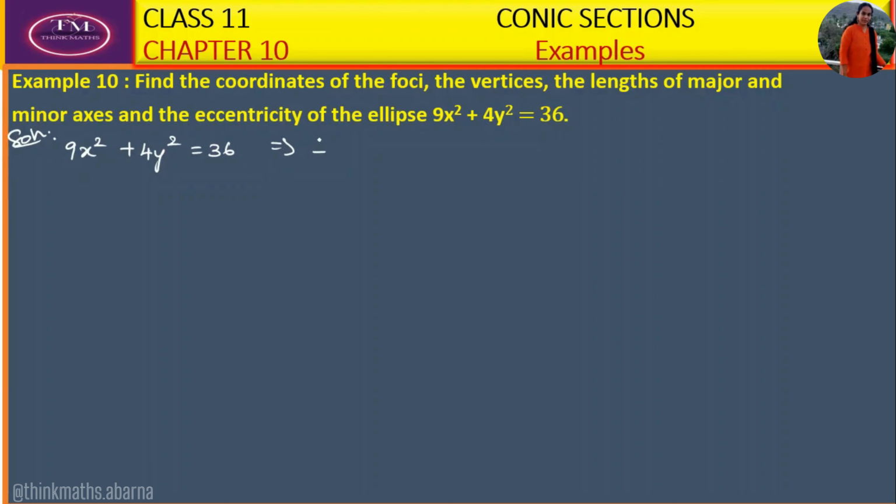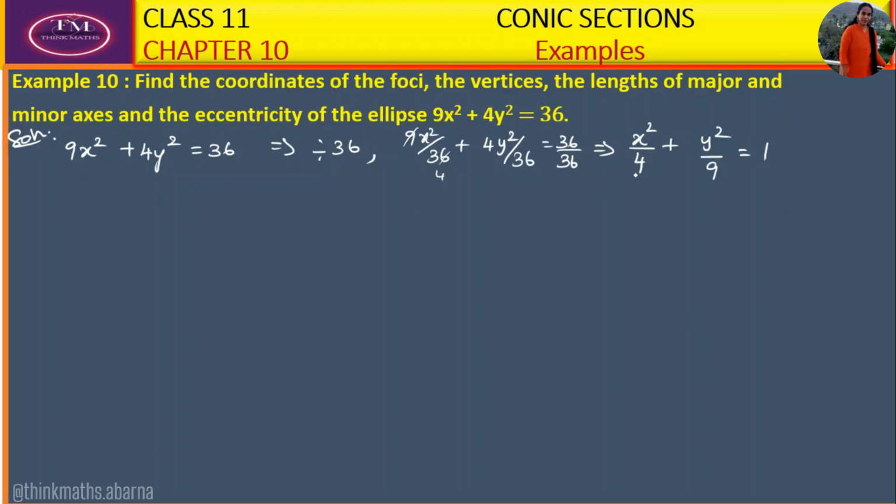So to make this 36 as 1, we are going to divide throughout by 36. So dividing by 36 on both sides, we will get 9x square by 36 plus 4y square by 36 equal to 36 by 36. 9 fours are 36, so 9 gets cancelled and this will be 4. So it will be x square by 4 plus y square by 9 equal to 1.